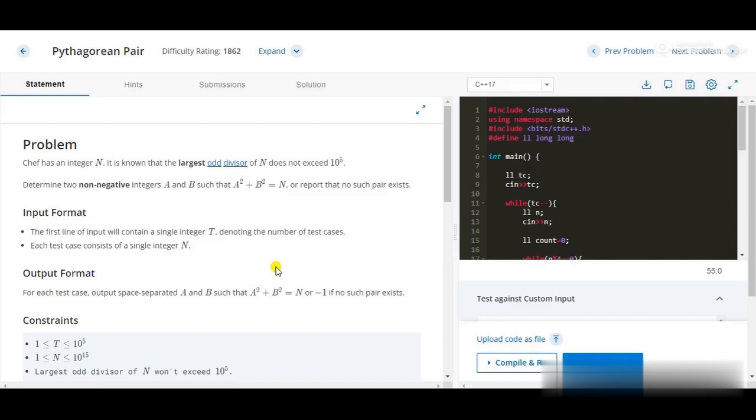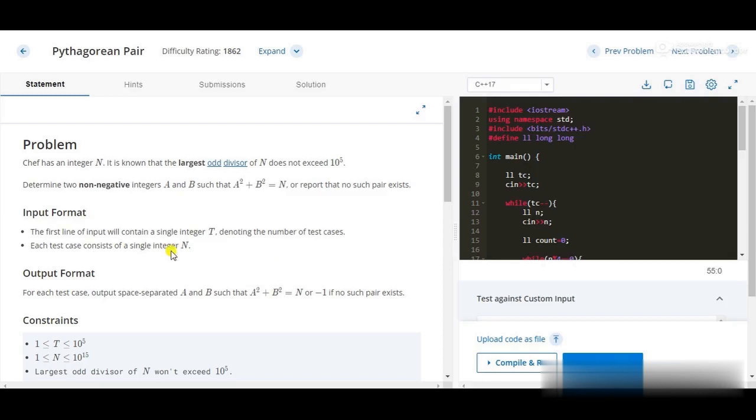In this problem, we need to find a pair, or two numbers a and b, such that the square of the sum of them is equivalent to n. If no such pair exists, we need to print minus one. If it exists, we need to print both a and b.